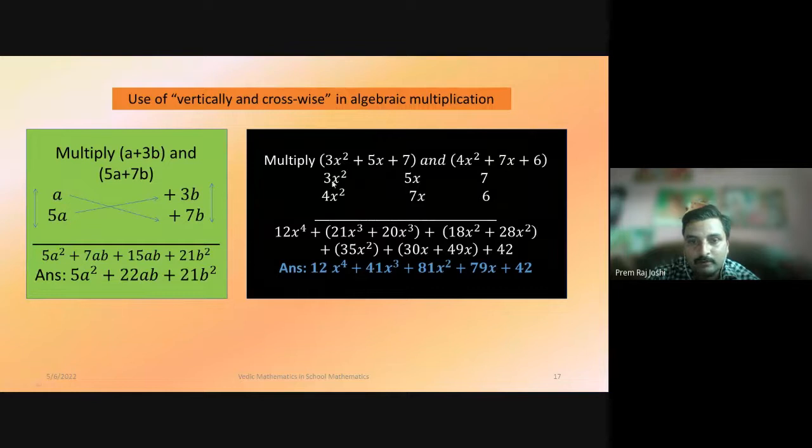In the case of larger expressions also, we can do it in the same way. First we do the vertical multiplication: 3x square and 4x square, 5x and 7x, and 7 and 6 are vertically multiplied. Then the cross multiplication: 3x square with 7x, 4x square with 5x. Again 3x square with 6, 4x square with 7, and 5x with 6 and 7x with 7. By arranging these terms, we will get the answer.